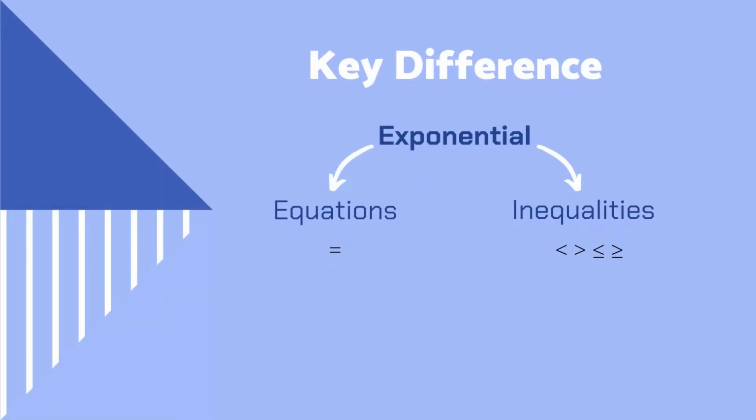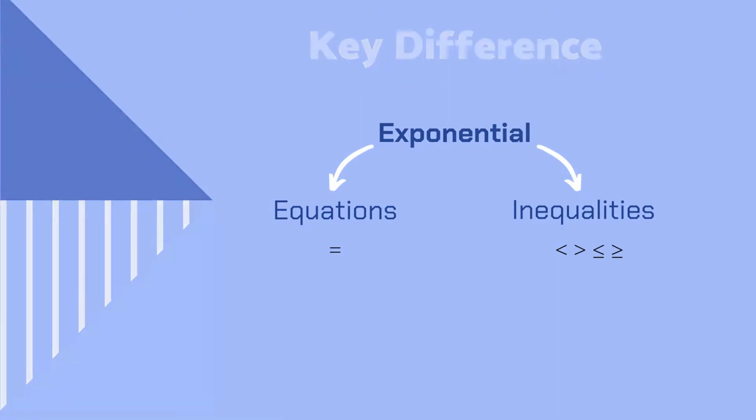So what are the key differences between exponential equations and exponential inequalities? The main difference between them is that in exponential equations, we always use the equal sign. However, in exponential inequalities, we can come up with 4 different problems that may include the less than sign, the greater than sign, or the less than or equal to, or the greater than or equal to sign.